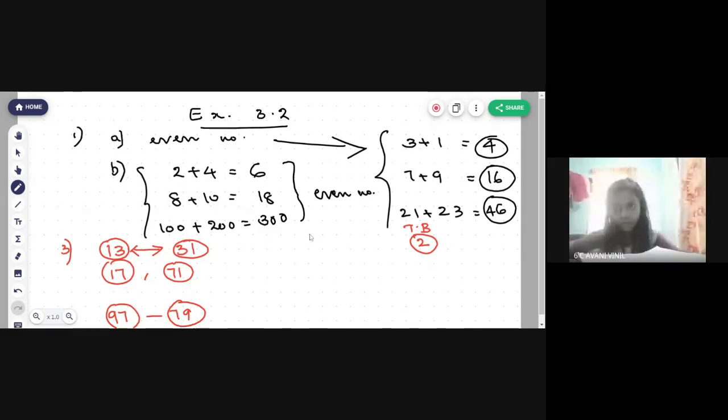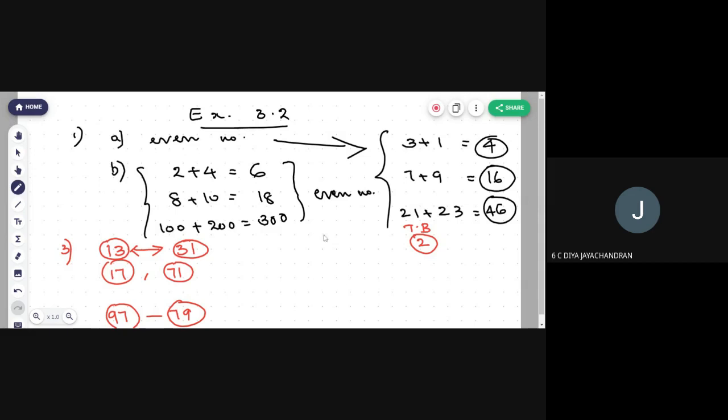14 and 41. Is 49 a prime number? 51 is not a prime number. 57 and 75. Sorry. 14.